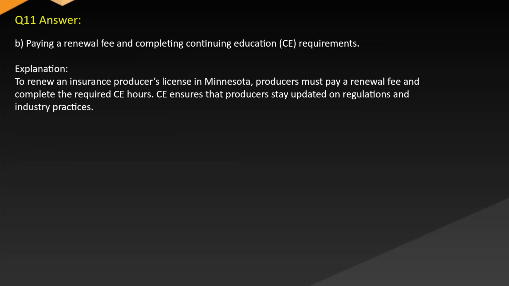Answer: B. Paying a renewal fee and completing continuing education. Explanation: to renew an insurance producer's license in Minnesota, producers must pay a renewal fee and complete the required CE hours. CE ensures that producers stay updated on regulations and industry practices.